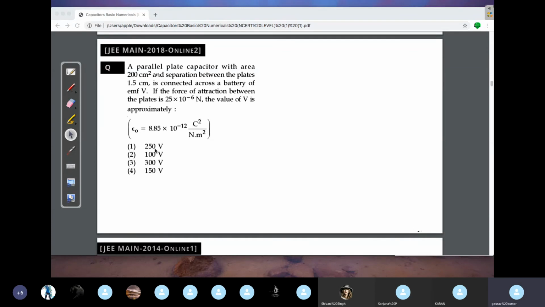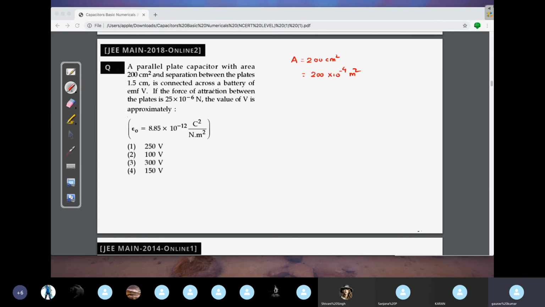A parallel plate capacitor with plate area 200 centimeters square and separation between the plates as given, is connected across a battery of voltage V, with the force of attraction between the plates as given. Find the value of V. Very, very simple question here. What all things are given to you in this question here? Area is given as 200 centimeters square. So I can write 200 into 10 to the power of minus 4 meters square. That's it. This is the area that we have.